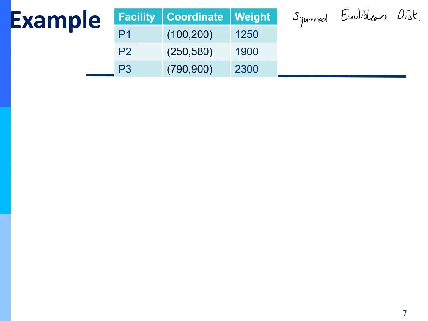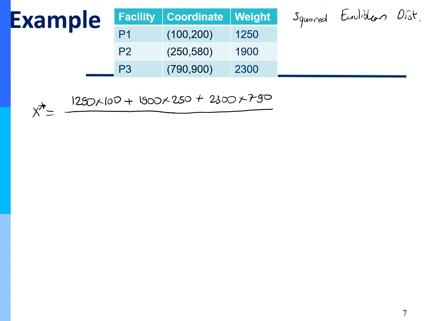Okay, so what do we do? First of all, in order to find the optimal x star, we need to multiply the weight of the first facility by its x coordinate, plus the weight of the second facility by its x coordinate, and the weight of the third facility by its x coordinate, and this will be your numerator. And in the denominator, you will be simply adding these weights. And this will give you your optimal x coordinate, which will be, if you do the calculation, 443.49. This is the optimal x coordinate. What about the optimal y coordinate? It will be, again, the multiplication of these weights with the y coordinates.